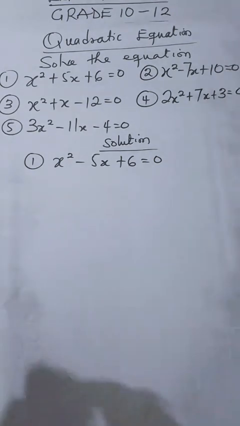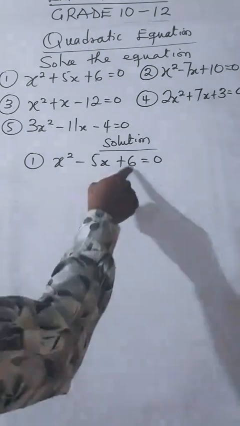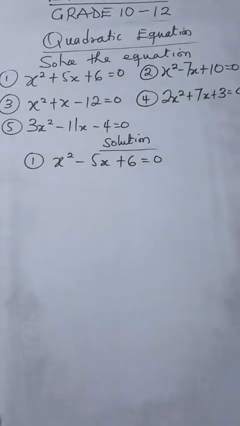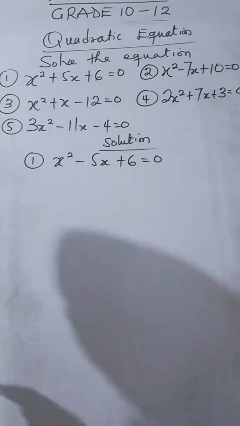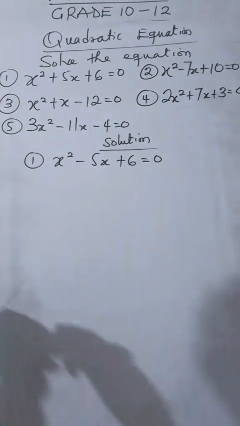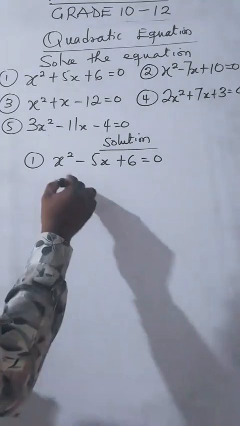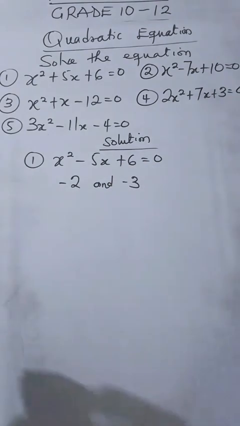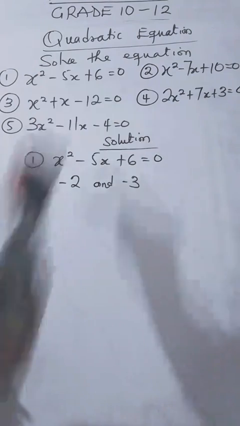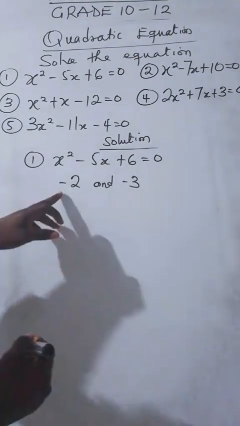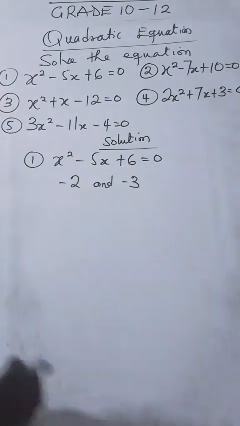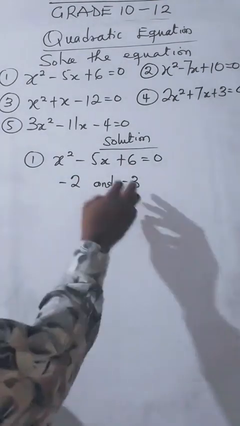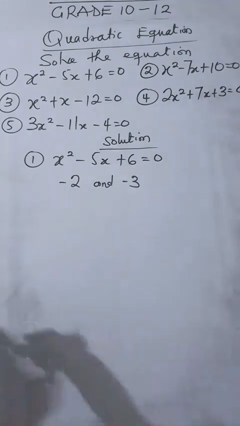When you check it, you have to get two numbers that you multiply, you get positive 6. The same two numbers, when you add, you get negative 5. So we have negative 2 and negative 3. Good. So negative 2 times negative 3, that will give us 6. Then negative 2 plus negative 3, that will give us negative 5.